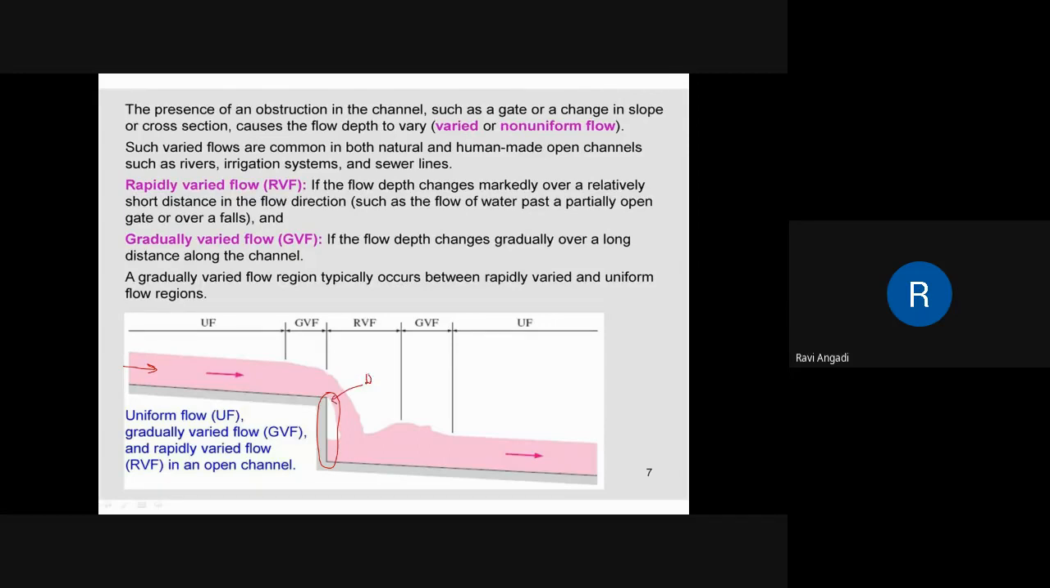What is this one? Is it a drop? Yes or no? Yes, sir. We have discussed the drop and hump like this.